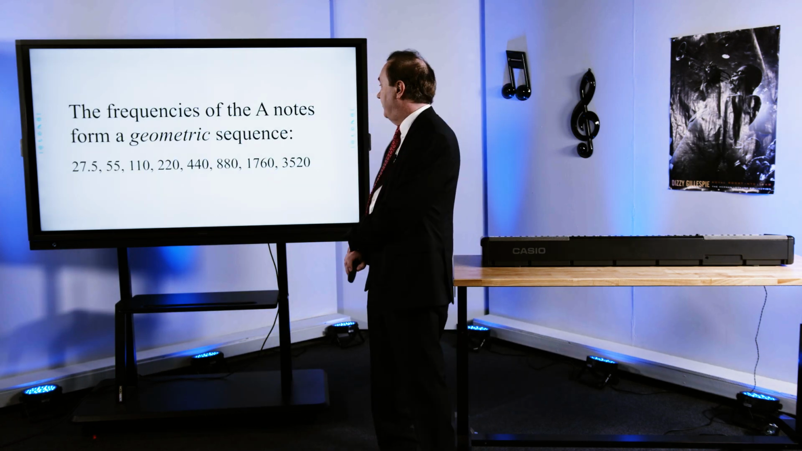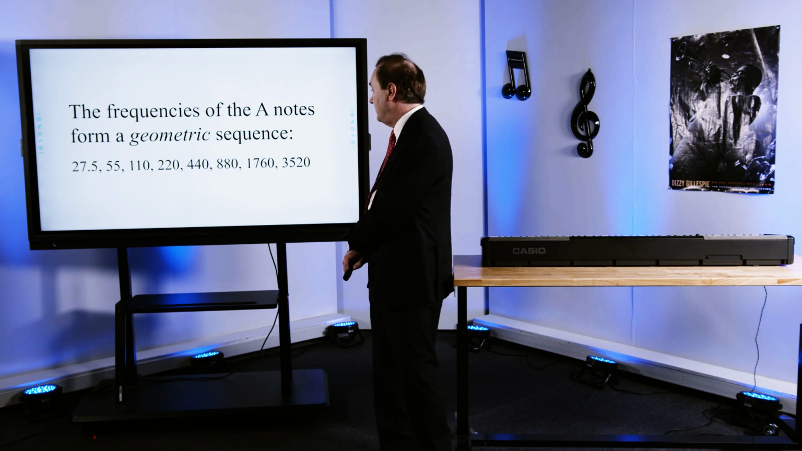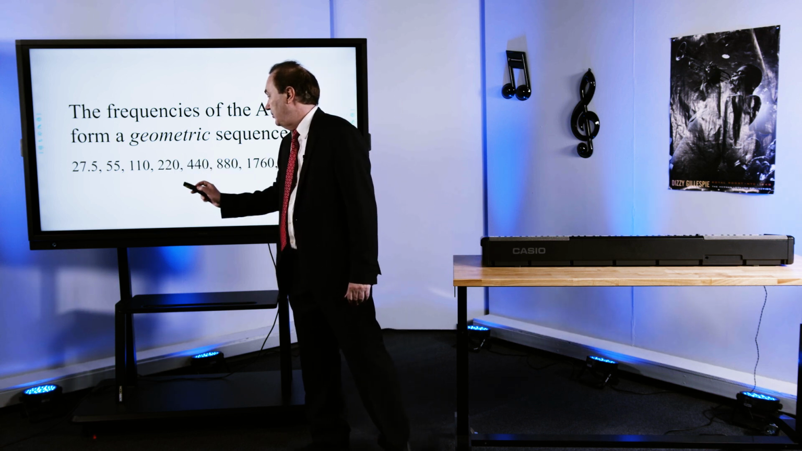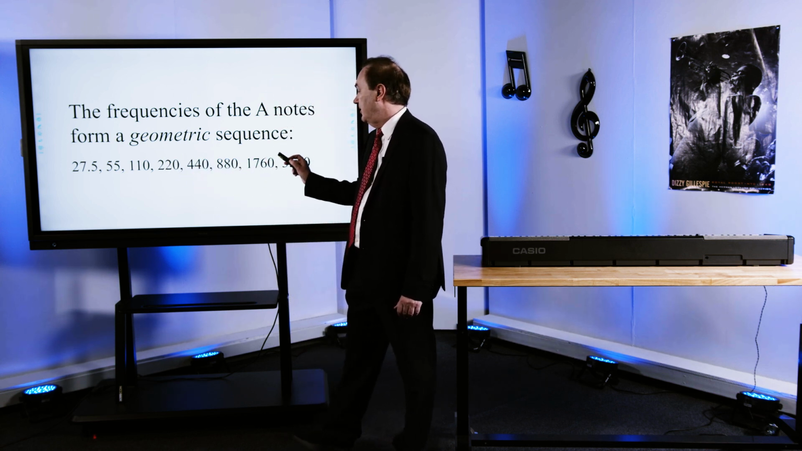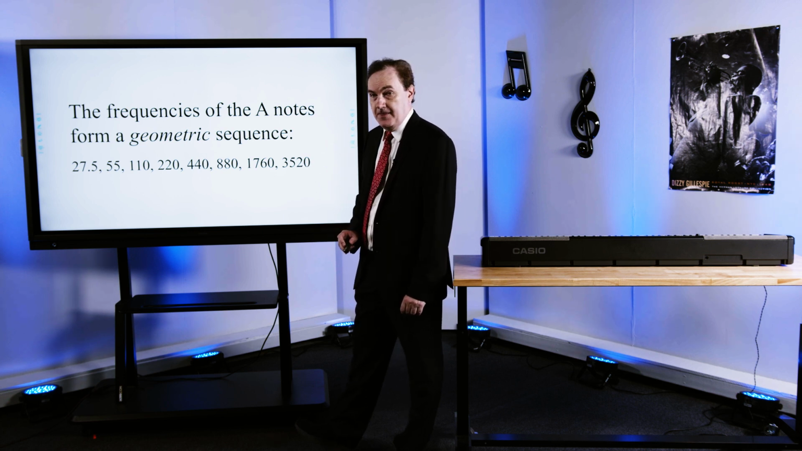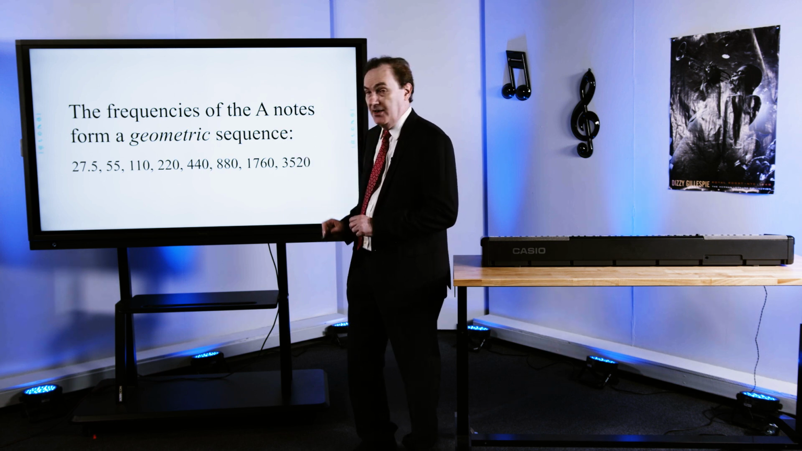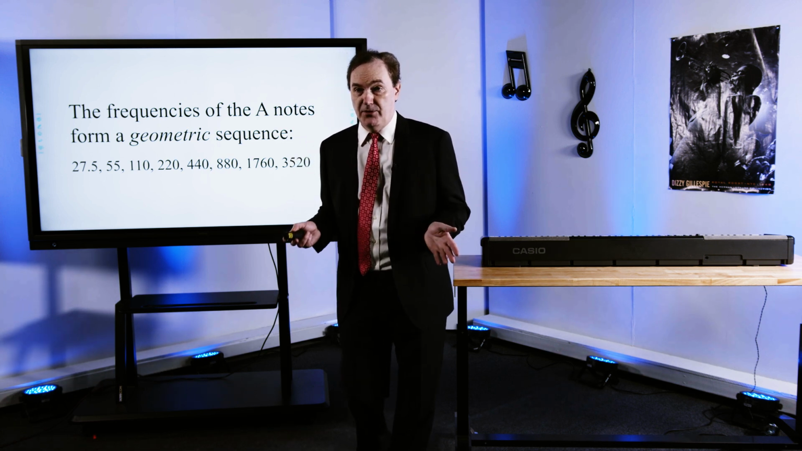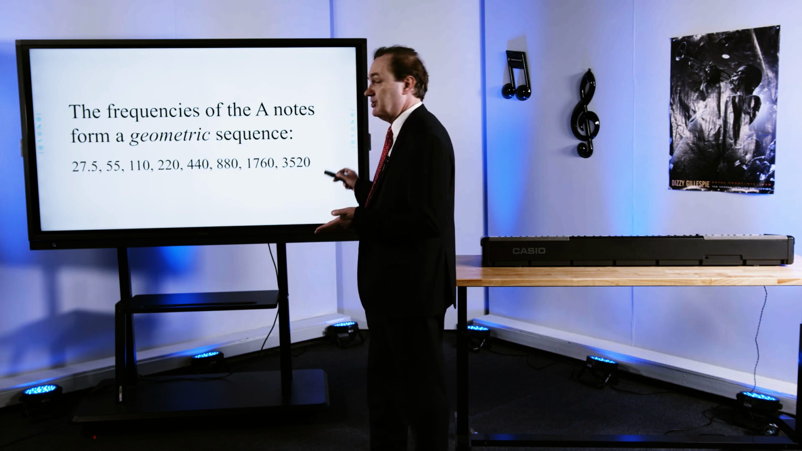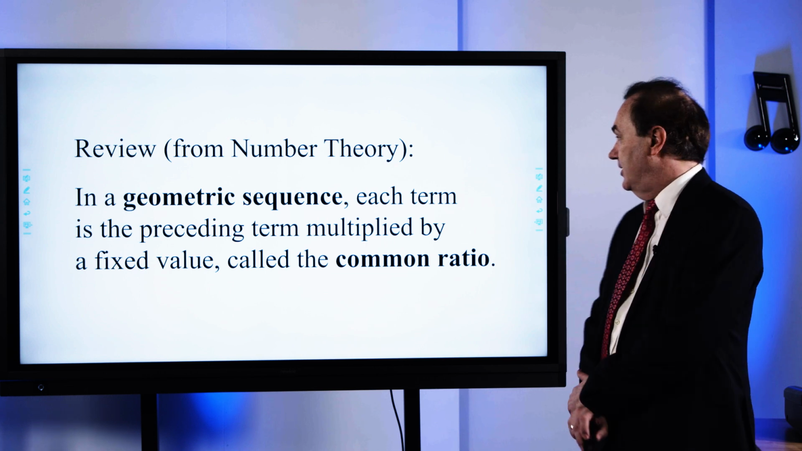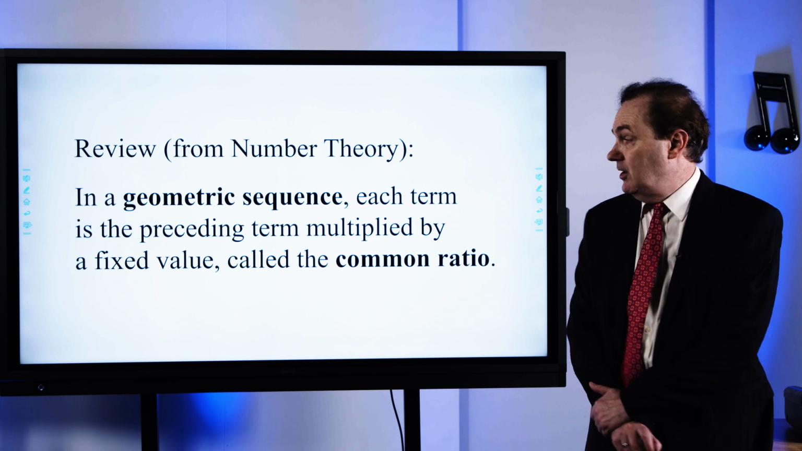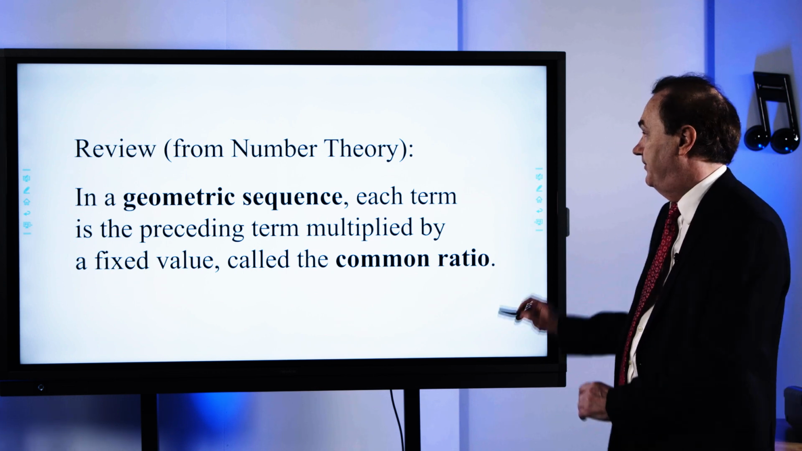The frequencies of the A notes form a geometric sequence. So starting with A0 and going up to the top, we have 27.5, 55, 110, 220, 440, 880, 1,760, 3,520. Now, this should sound familiar because our previous module was on number theory. So we learned about geometric sequences there. So let's just review what we learned. In a geometric sequence, each term is the preceding term multiplied by a fixed value called the common ratio.